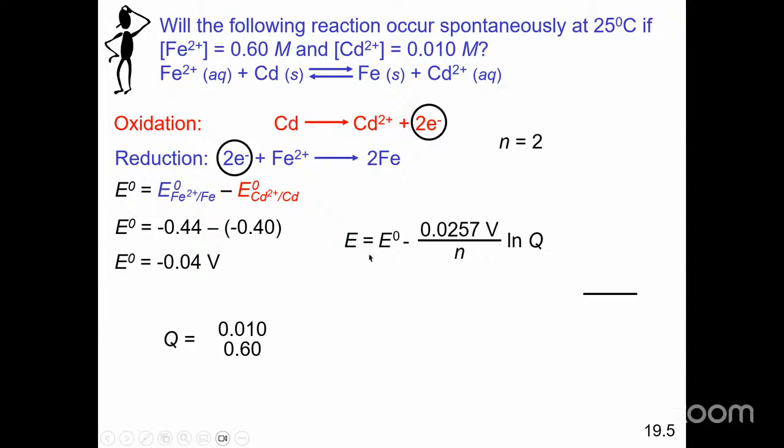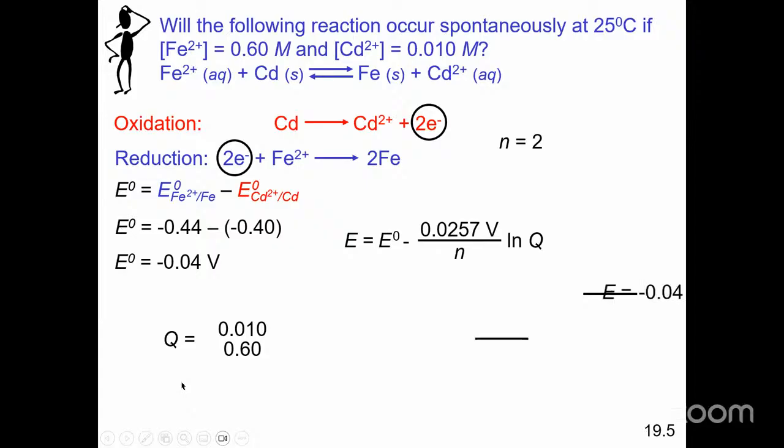So this is the equation right here. We have already calculated this right here, minus 0.04 volts. That would go here. Now the question is, what goes here? What is Q? And remember, Q is the concentration of products divided by the concentration of reactants, right? The product of this reaction is cadmium 2+, the reactant is Fe2+, and we will ignore the iron solid and the cadmium solid, because remember, solids and liquids will not appear in the Q equation, right?